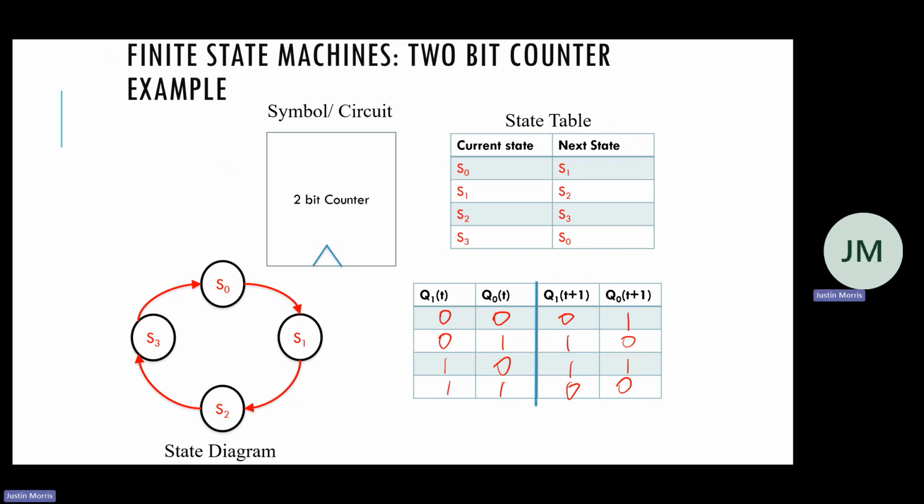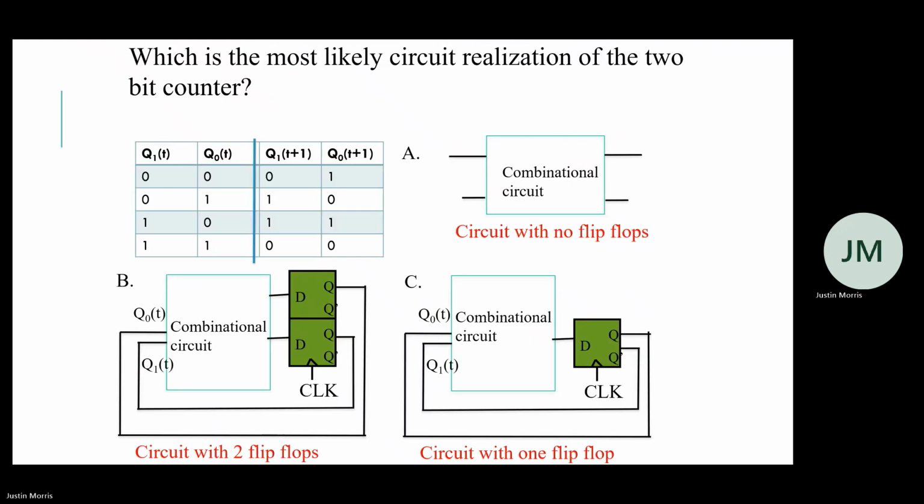So this is a very simple example because we don't have an input. We're just always counting, right? On the next cycle, I'm going from 0 to 1. If I'm in 1, I'm always going to 2. If I'm in 2, I'm always going to 3. If I'm in 3, I'm always going to 0. So this one would just count from 0 to 3, repeating, right? And if we were going to create this into a circuit, what do we think it would look like? You can answer this one on your own first.